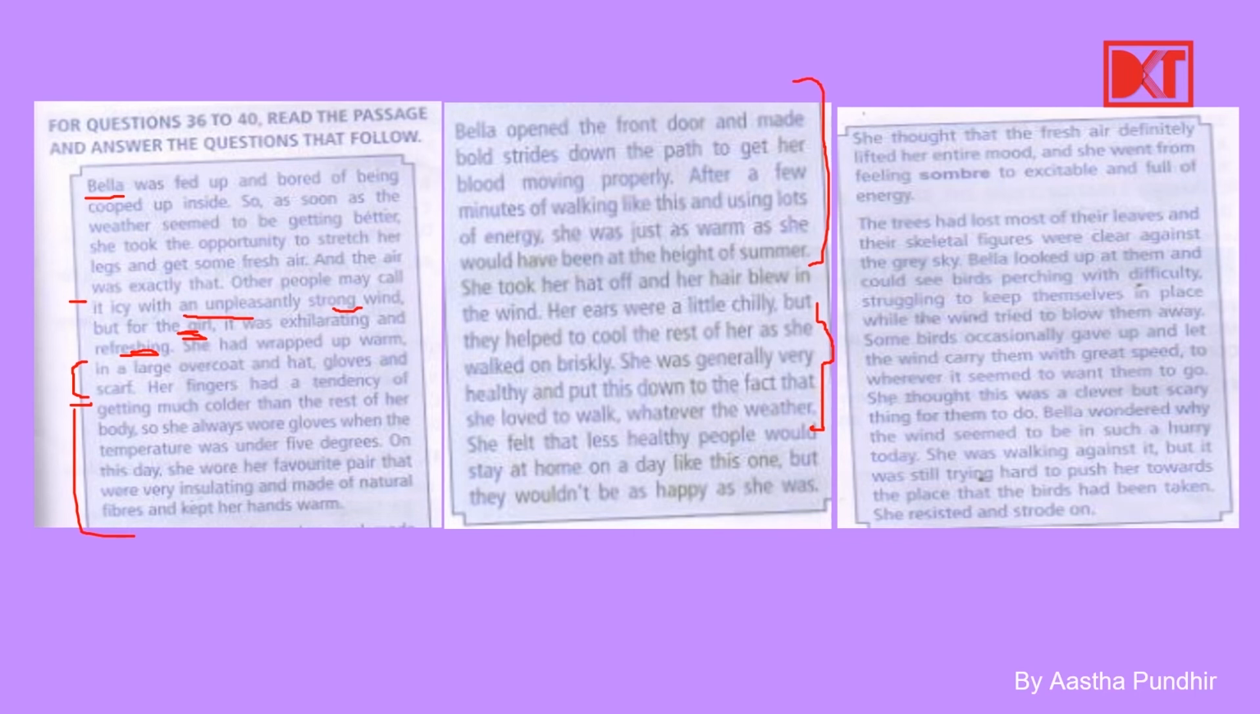Okay. Then she was generally very healthy and put this down to the fact that she loved to walk whatever the weather. She felt that less healthy people would stay at home on a day like this one, but they wouldn't be as happy as she was. So this part is telling us that she really liked to walk, and she's thinking that the people who are less healthy than her would rather stay home on days where there are these strong chilly winds going on, but they would not be as happy as her. Even if they stay home, they will not be as happy as Bella was at that time.